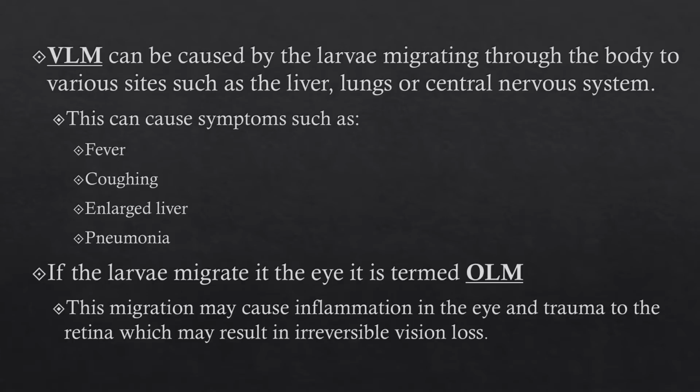So if the larvae migrate into the eye, it's termed OLM, ocular larval migrans. This migration can cause inflammation to the eye and trauma to the retina, which can result in irreversible vision loss. OLM really affects children. I'm not sure why, but I really did research on that, and it's kind of scary and sad, so want to make sure we clean up.